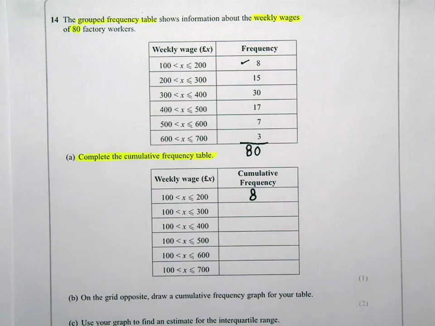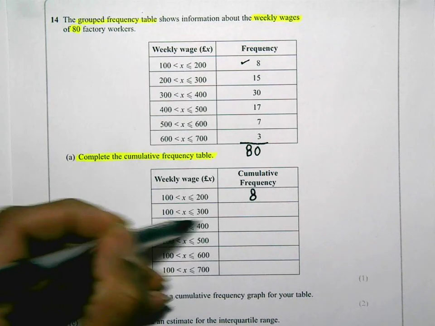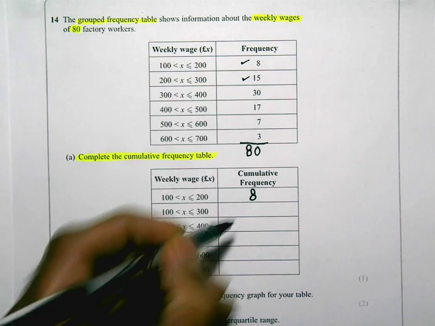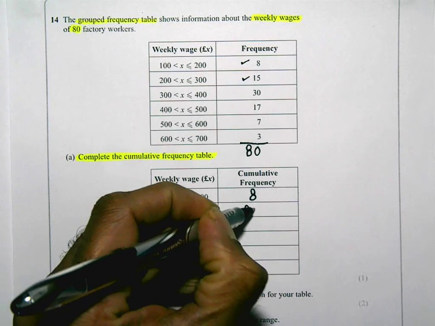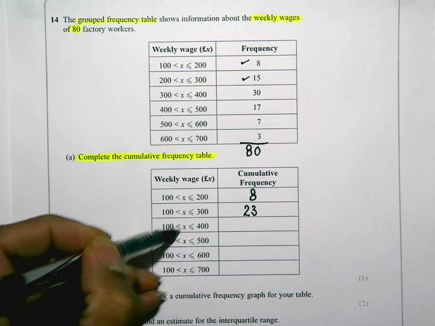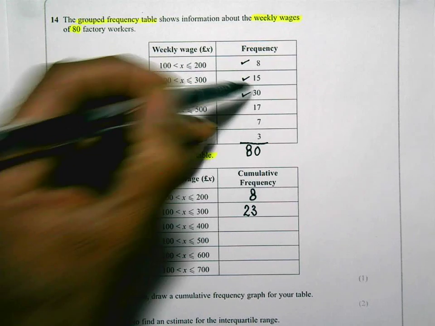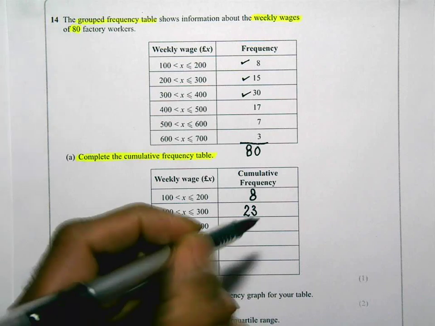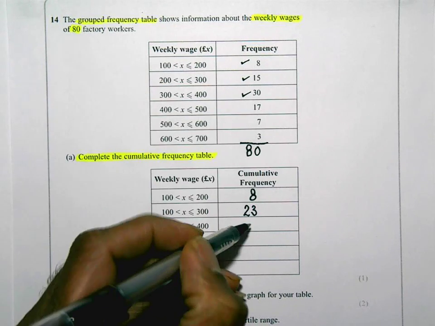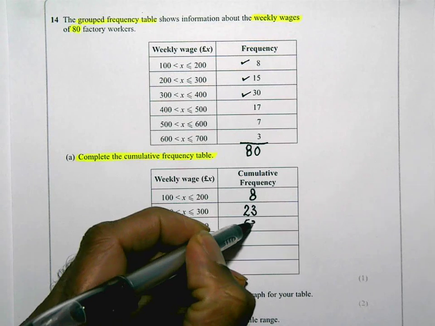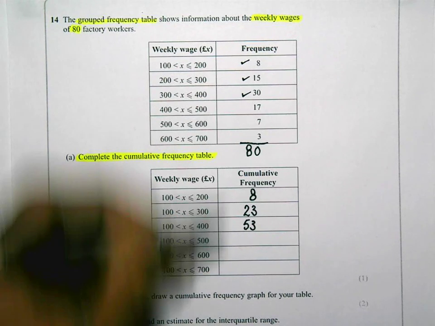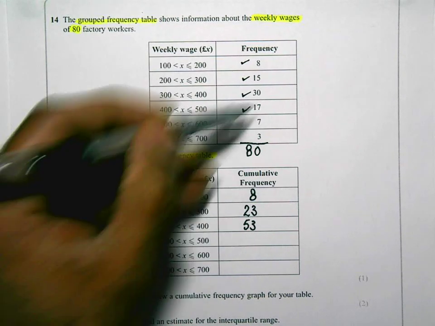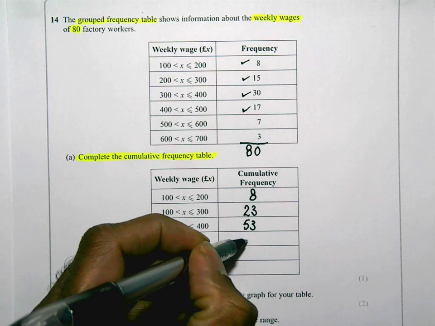How many people earned less than £300 altogether? Well, it's those 15 and the 8. So 15 add 8 is 23. How many people earn less than £400 altogether? Well, it's the top 3: 8, 15 and 30. I'm just going to add 30 to 23, and it's going to give me 53. How many people earn less than £500 altogether? It's all 4 of these, up to there. So I'm going to add 17 onto 53, and that's going to be 70.